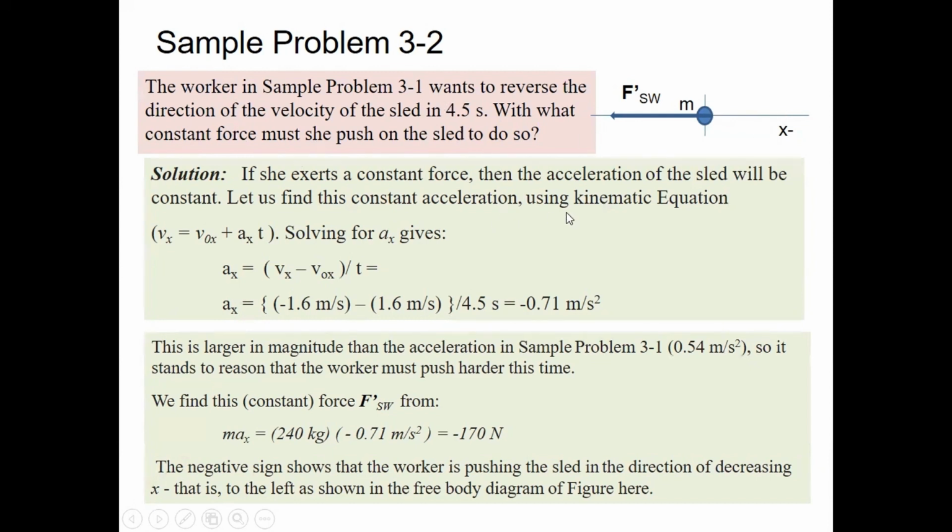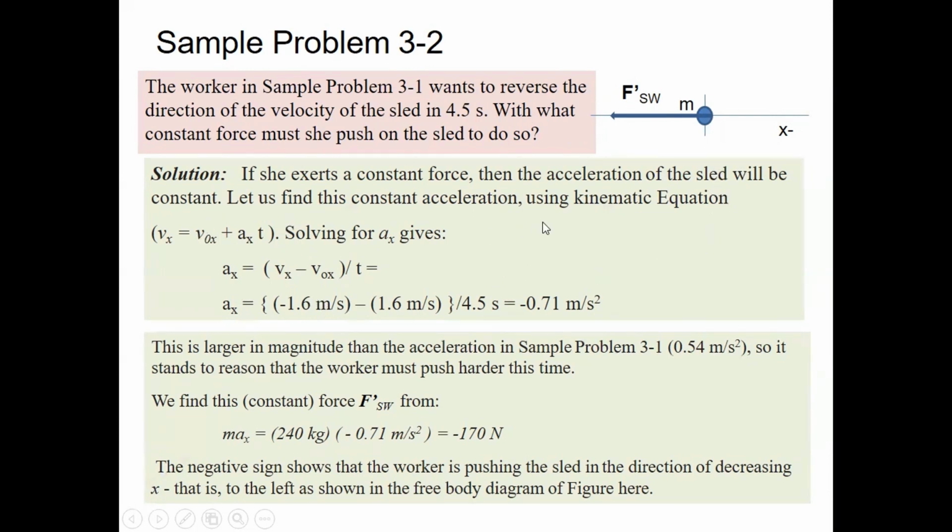So what are we given? We are given the time. The time in this case is known, and we also know the velocity that was here. It was plus 1.6 meters per second. Now the final velocity we would like to see is the negative of it, because we want to reverse the direction of velocity, not the magnitude. So minus 1.6 meters per second, we want the final velocity.